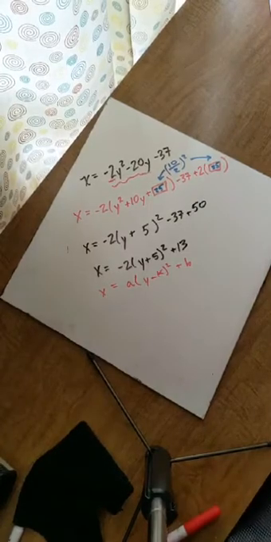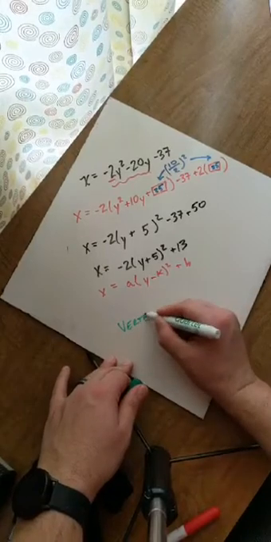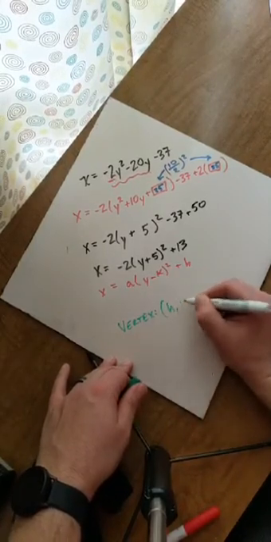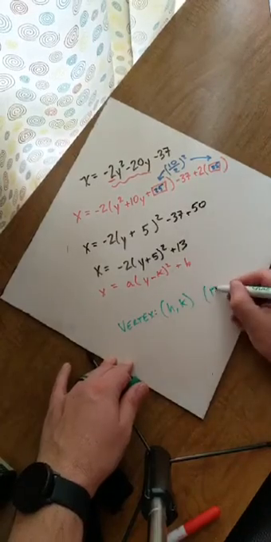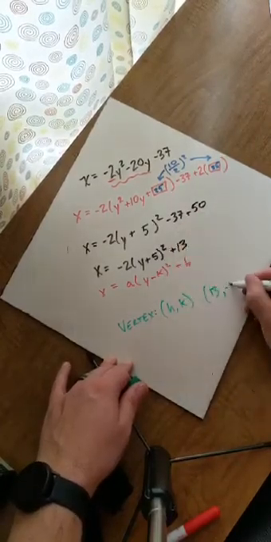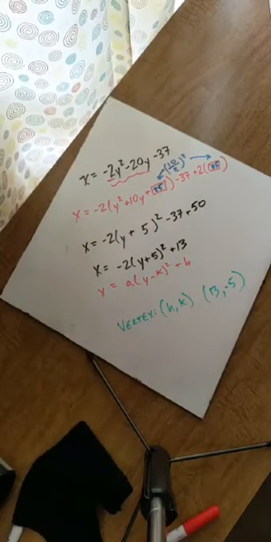So our vertex, its equation is still (h, k). So its vertex is at h is 13, k is negative 5. I'm just going to double check those. Make sure we're doing everything right here. I don't trust myself right now. Okay, those are the answers.